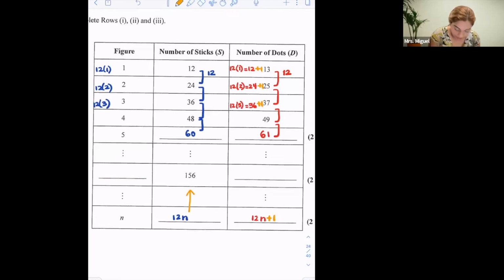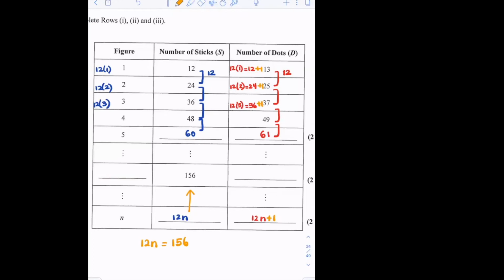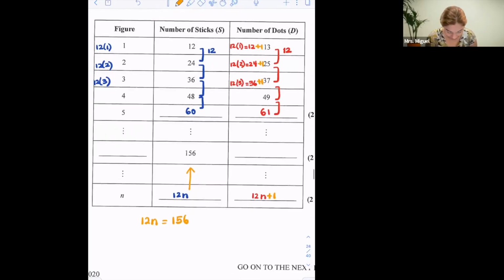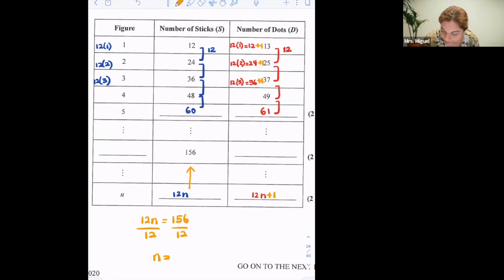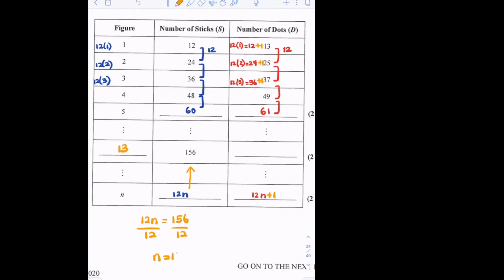So what are we going to do with that? 12n is 156. How am I going to find n? Miss, they divide 156 by 12. Thank you very much, Lily. So I am going to divide by 12. So n is equal to 13. Yes, miss.